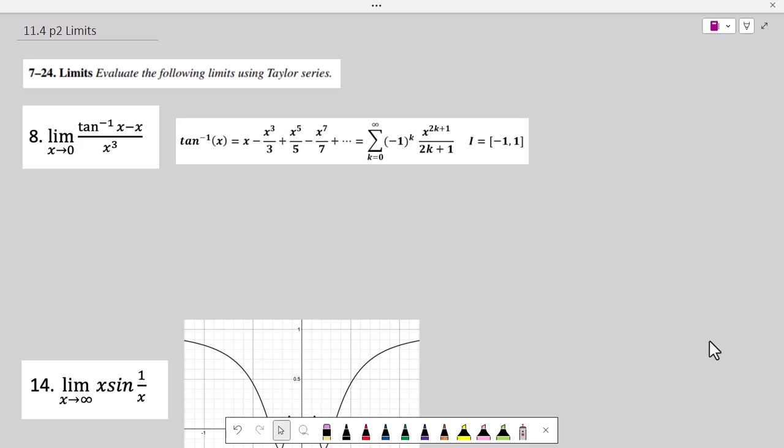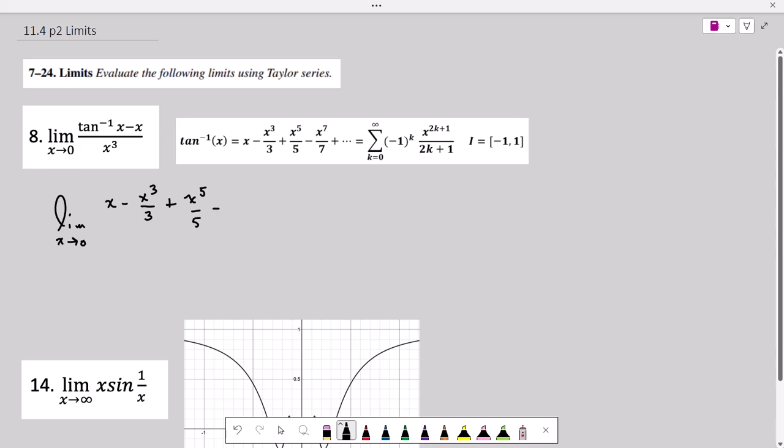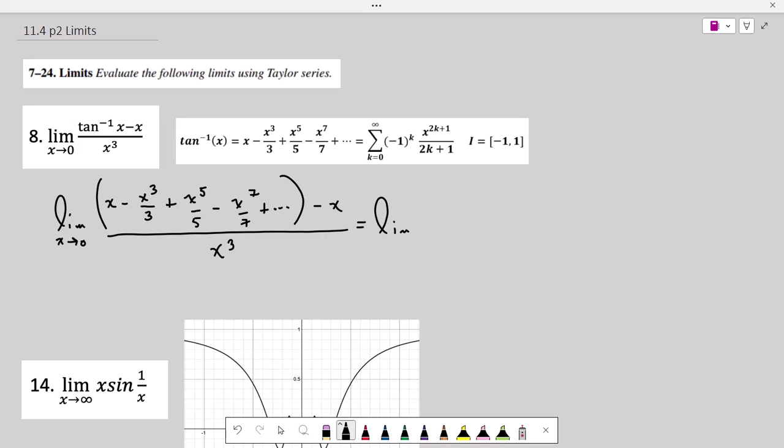So this is going to be the limit. If we take that power series for inverse tangent, so there's the power series for inverse tangent right there. So we have x minus x cubed over 3 plus x to the 5 over 5 minus x to the 7 over 7, etc. So there's our power series for arctan. And then we're going to subtract off x. We're going to divide by x cubed. And when we subtract off the x, don't these just cancel? Those just cancel.